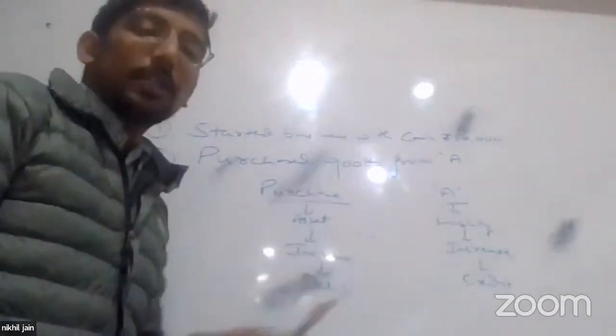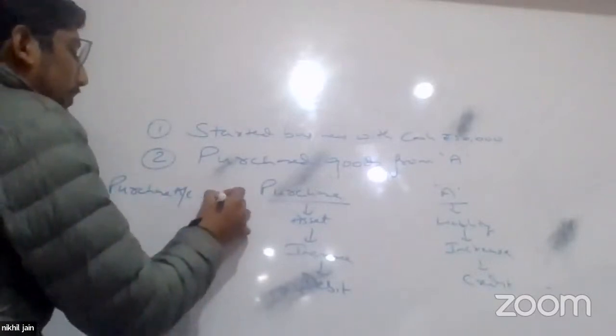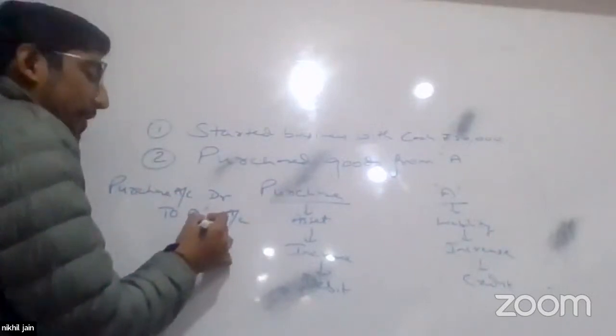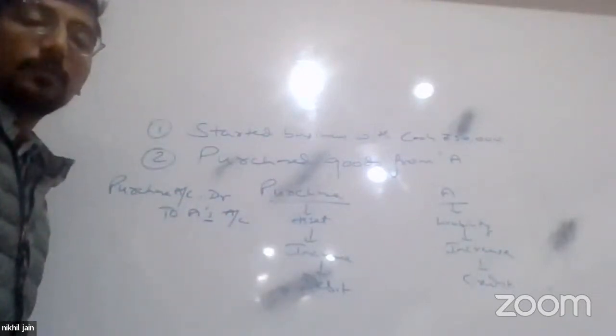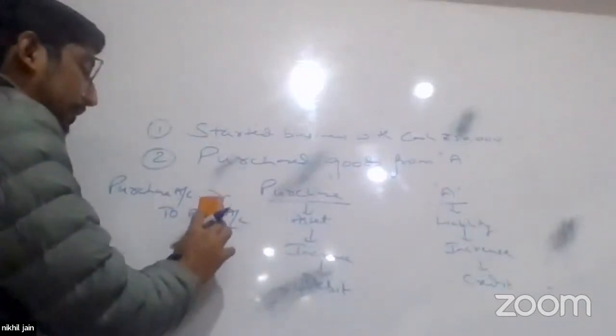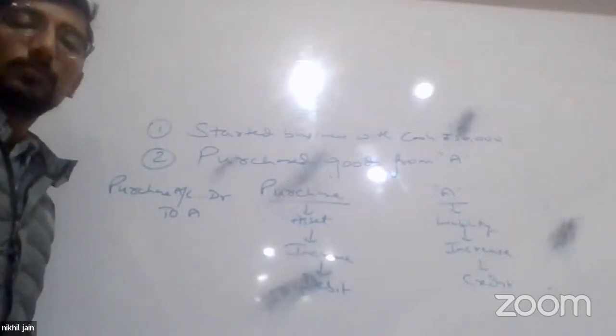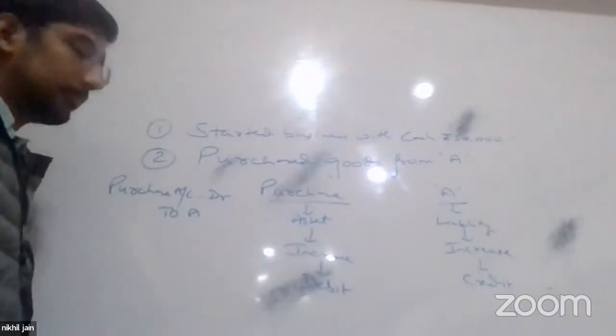So now the journal entry of this will be purchase account debit to A's account. I have used apostrophe S with the name, that is why I have used account. If I wouldn't have used apostrophe S, then I would have written only To A. Okay? Yes, sir.